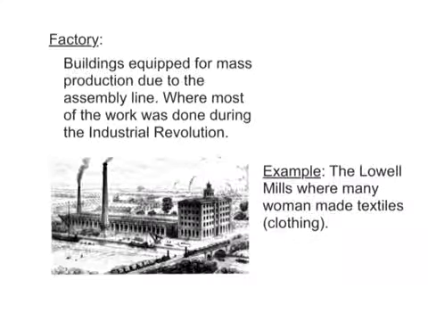Our next key term is factory. These were buildings equipped for mass production due to the assembly line. This is where most of the work was done during the Industrial Revolution. An example of a factory is the Lowell Mills, which were in Massachusetts, where many women made textiles or clothing. Make sure that you're using this example, key terms, or drawing a picture of a factory in the far right-hand side of your vocabulary chart.